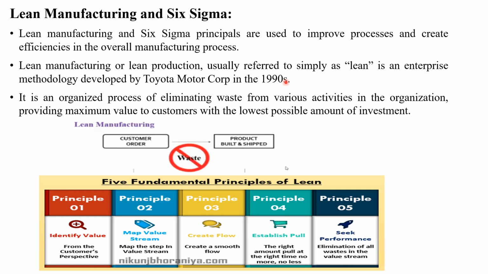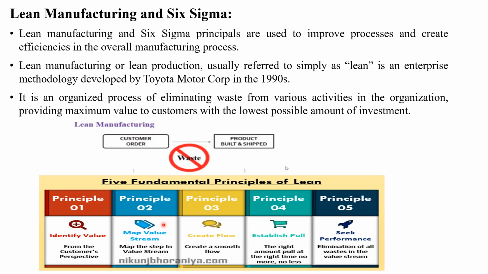Some main principles of lean manufacturing: first is identify value. We can divide the activities into value added activities and non-value added activities. Non-value added activities do not add any value to the product. So we can identify the non-value added activities and try to remove them from the process. Our focus is to identify the value added activities and map the value stream.